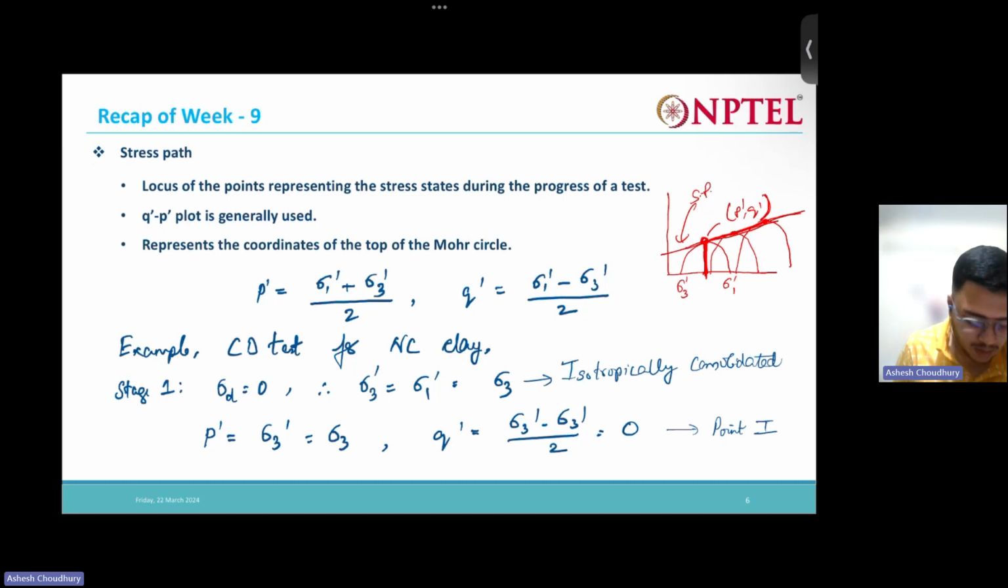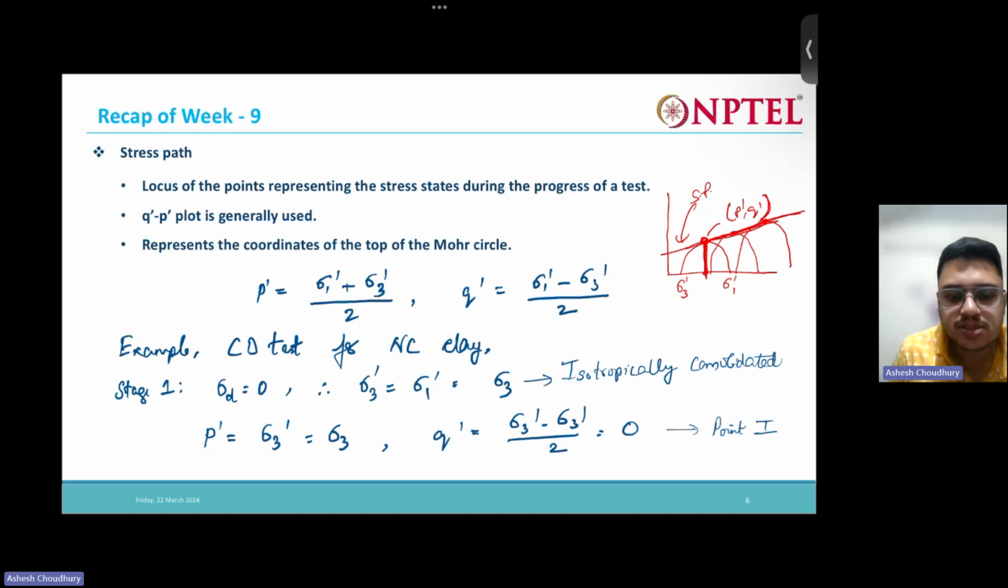So for a CD test for NC clay, let us see how we can actually find this. Stage one is the first stage, the consolidation stage. In the first stage only there will be application of cell pressure, so only sigma 3 is going to exist. Sigma d, the deviating stress, is 0, since there is no deviating stress application.